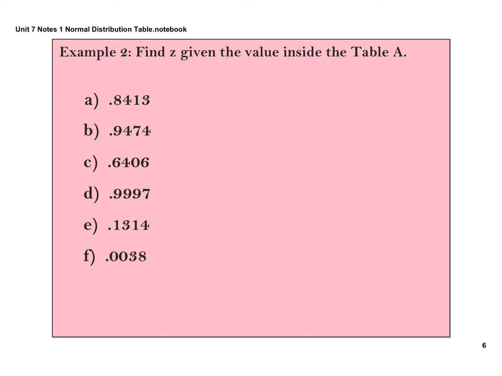Okay, so now let's go backwards. Now we're going to look at a p-value. This is your p, and I want to find the z given the value inside table A. So these are your p-values in the body of the table. That's what I'm looking at.